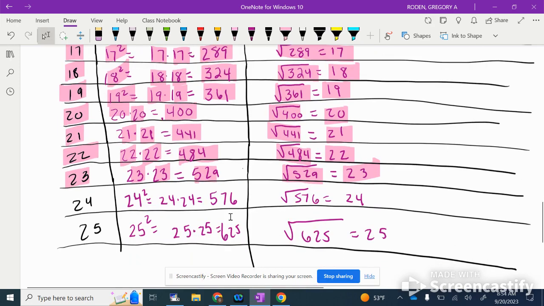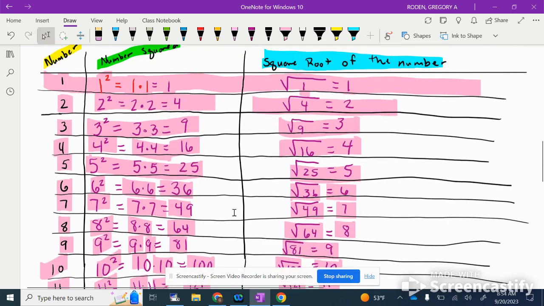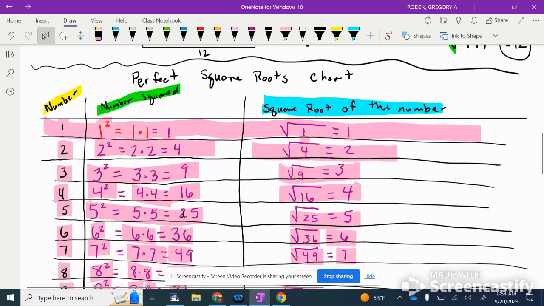We're almost there, guys. We're almost there. And 24 is 24 squared, which is 24 times 24, which is 576. So the square root of 576 is equal to 24. And the last one is 25 times 25. 25 times 25 is 625. The square root of 625 is 25. So this is your perfect square chart. You want this in your notebook. You need to have this. You can use it on your quiz.